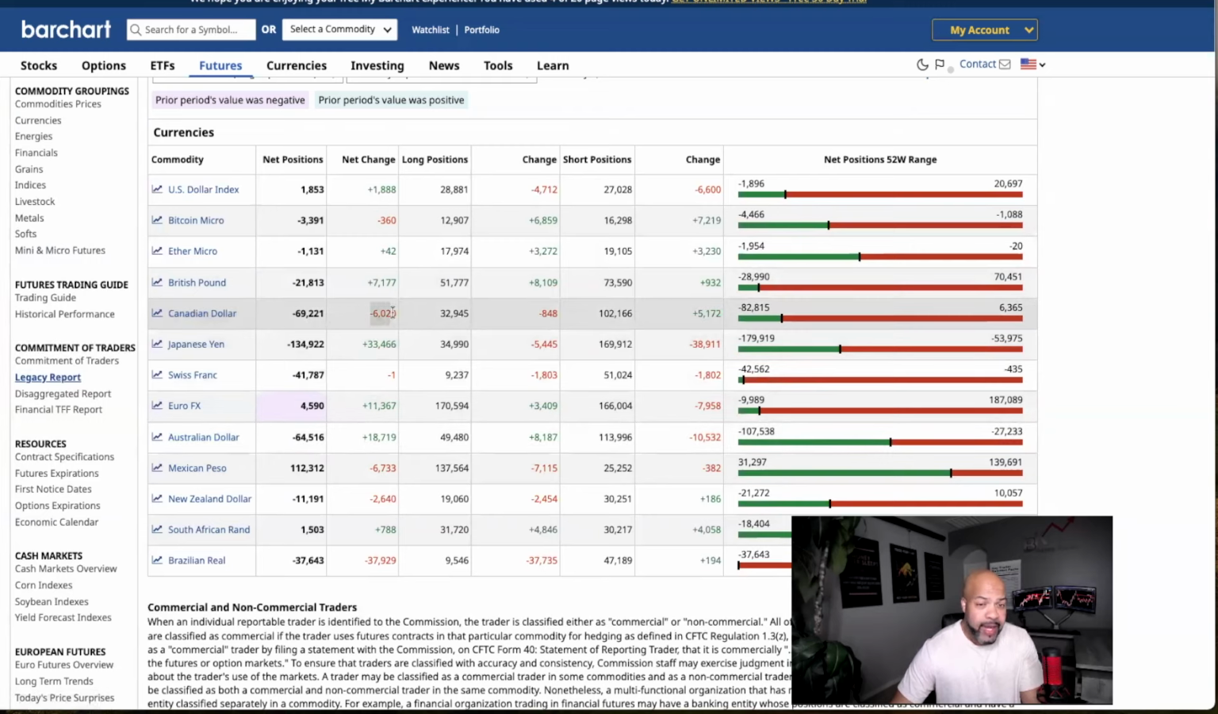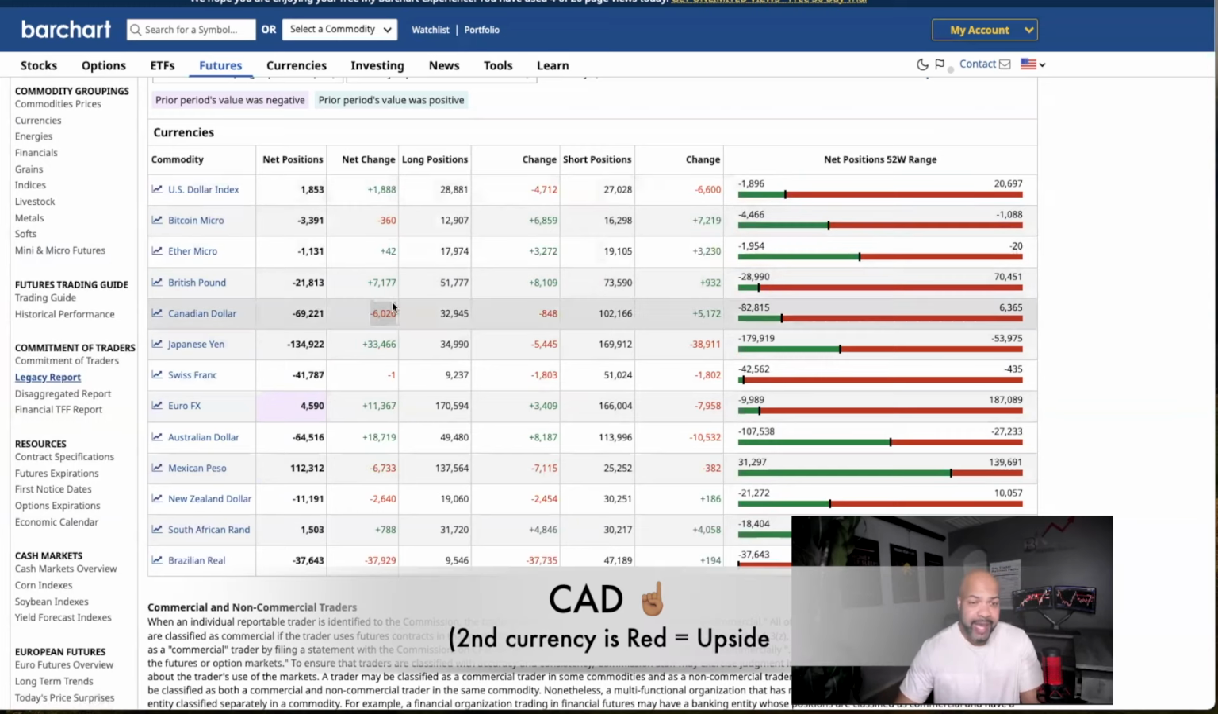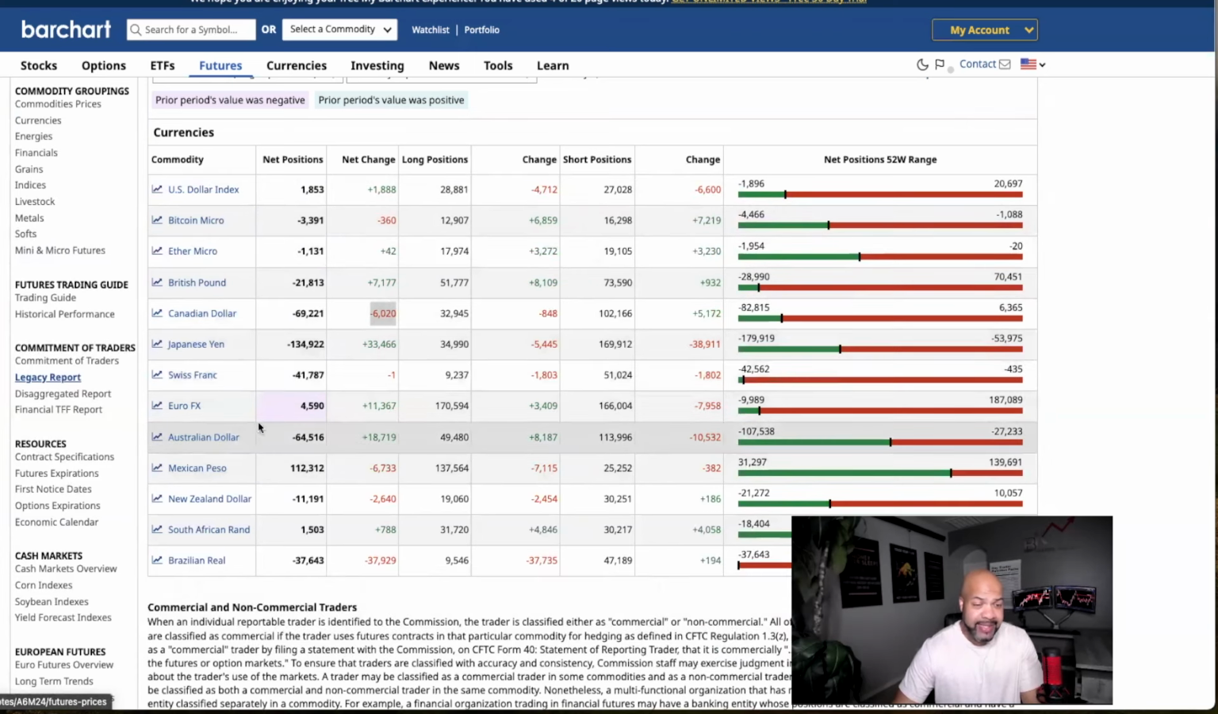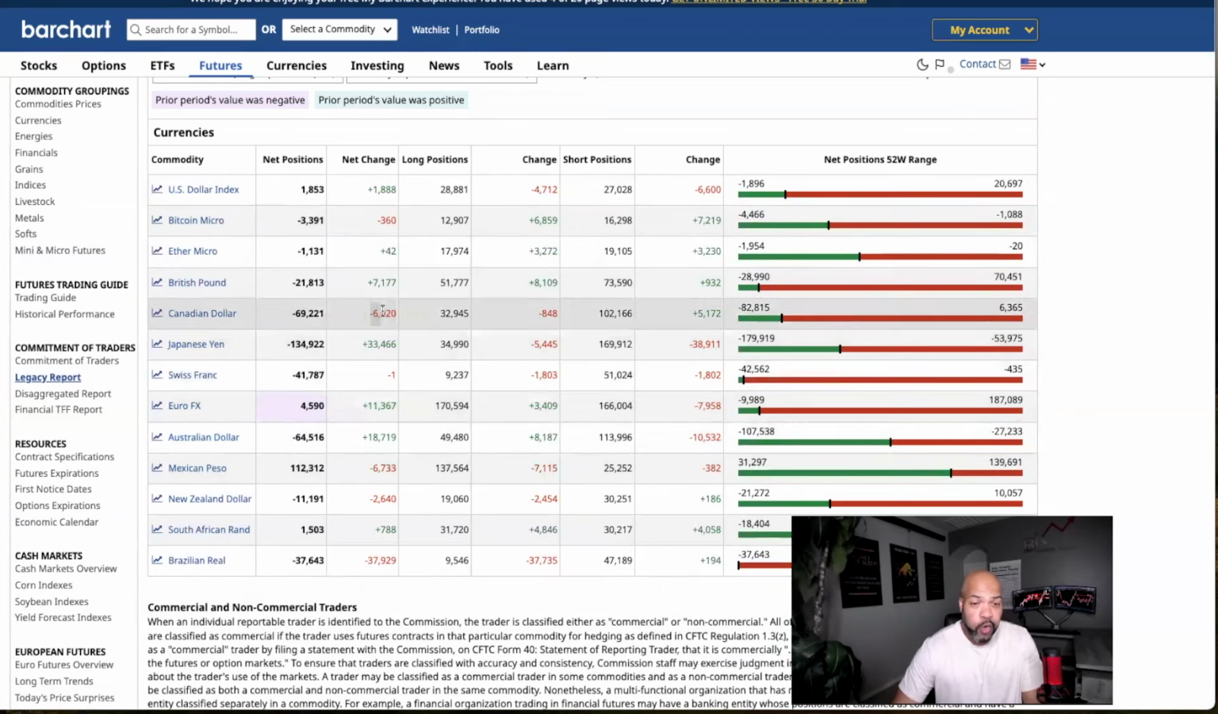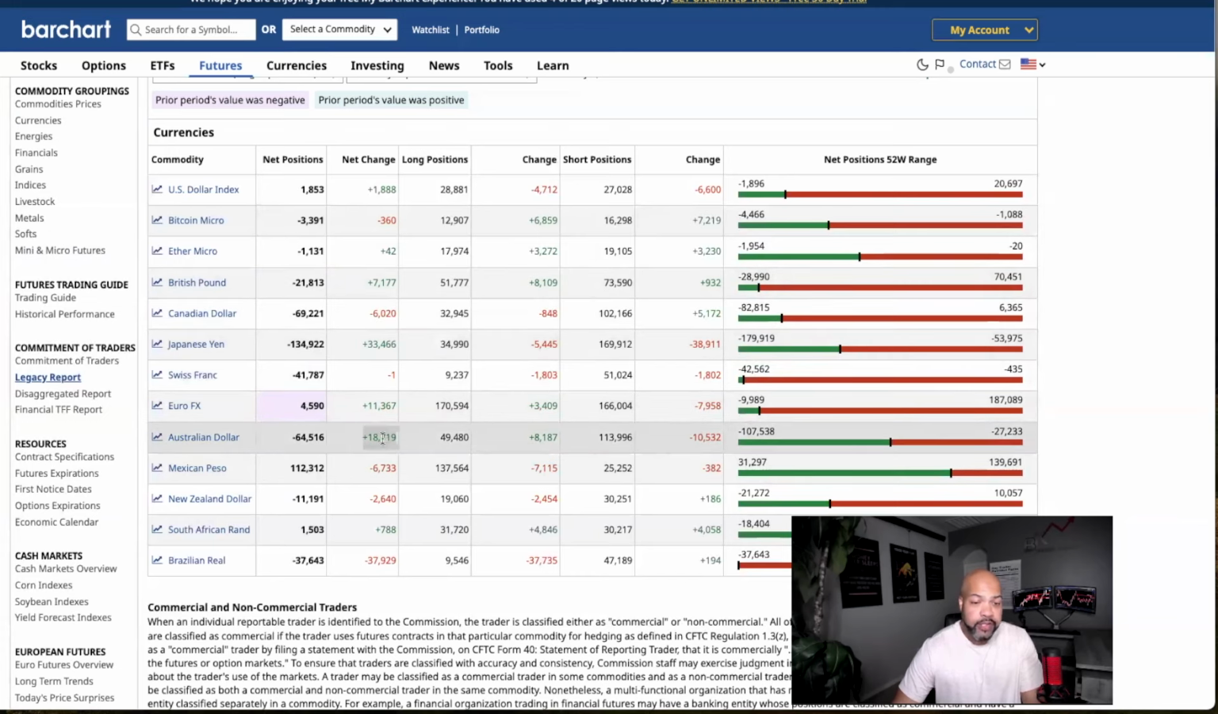We have a red number, and it's best to pair one green and one red. The reason why is because for the second currency, when we have shorts here or more shorts for net position, that also means headed to the upside because this is the second currency. Whenever you have two currencies, they're battling against each other, and that's why we trade a currency pair. So short for the second currency means upside, and long for the first currency also means upside. So this is what we're looking at right here.